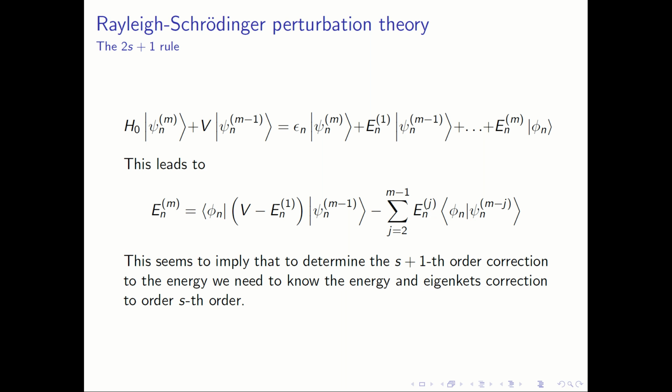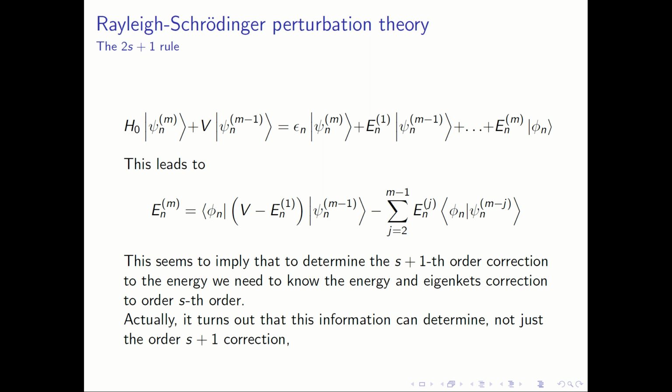It so turns out that if you know all the energy and wave function corrections to the order s, not only can you calculate the energy correction to order s plus 1, you can do much better. You can actually determine not just the s plus 1th order correction, but the order 2s plus 1 energy correction. This is behind the nomenclature here, the 2s plus 1 rule.